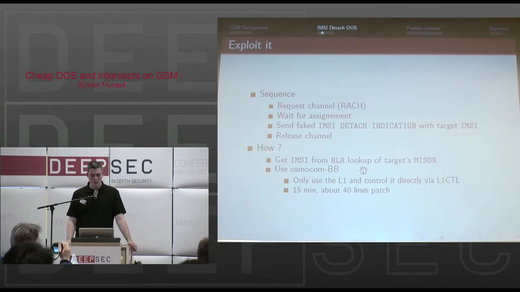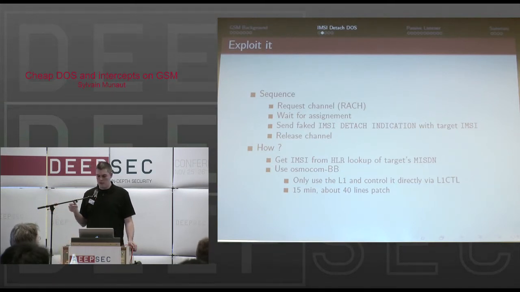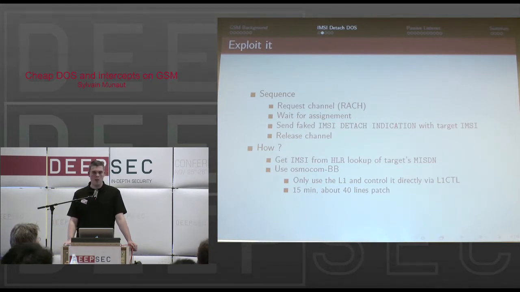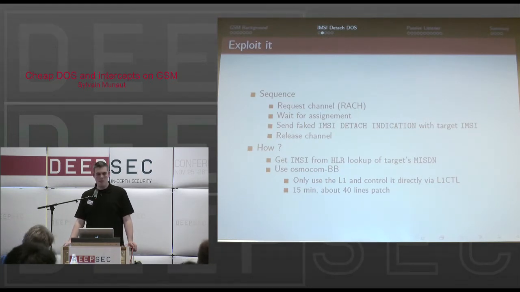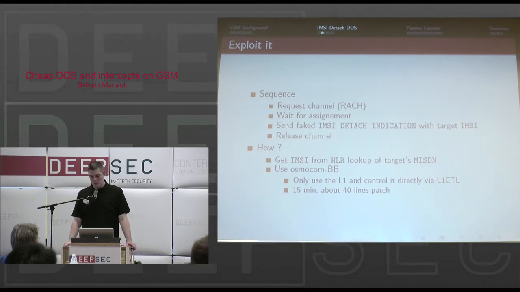So how do you exploit it? Well, it's pretty easy. You just open a channel and send an IMSI detach indication message with the IMSI, which is like the serial number of the subscriber that you want to log off the network. A year ago, that would have been pretty hard to do, but with Osmocom-BB now, we can just take the layer 1 and implement it on a simple mobile phone and send the message. It's really, really easy to do. I implemented it in like 15 minutes yesterday. It works just great.